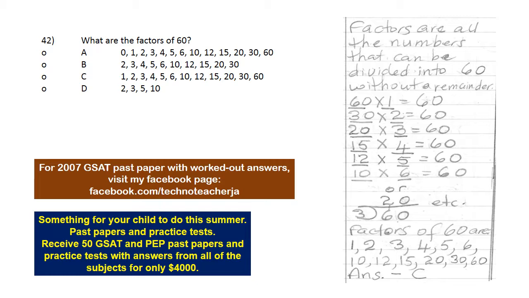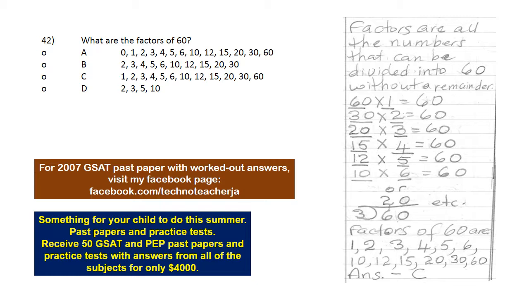Let's divide 60 by 4. 4 into 60 goes 15 times without a remainder. So both 4 and 15 are factors of 60. Let's divide 60 by 5. 5 into 60 goes 12 times without a remainder. So both 5 and 12 are factors of 60.